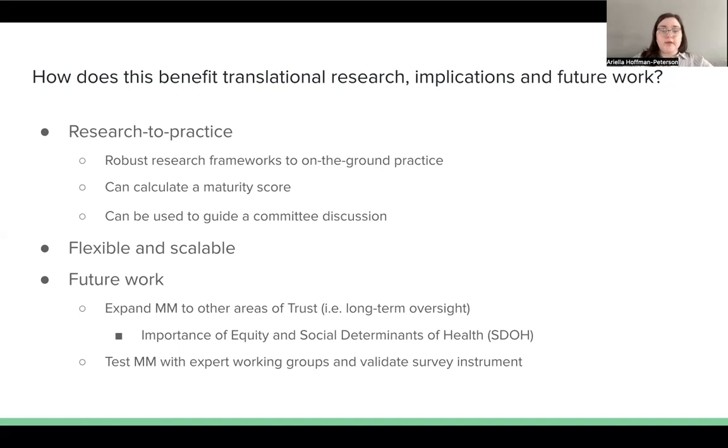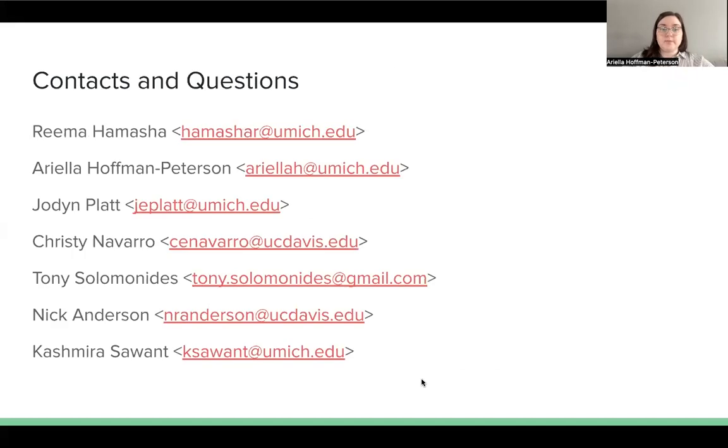But we also know that they need to be specific enough that we could use many different maturity models around trust and AI. So for example, future work could include maturity models focusing more on social determinants of health within this context. And we also have been doing additional work on reviewing this with different expert groups to validate the instrument. So thank you so much for your time today.